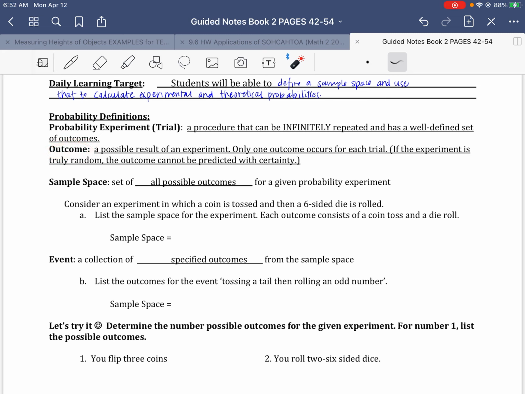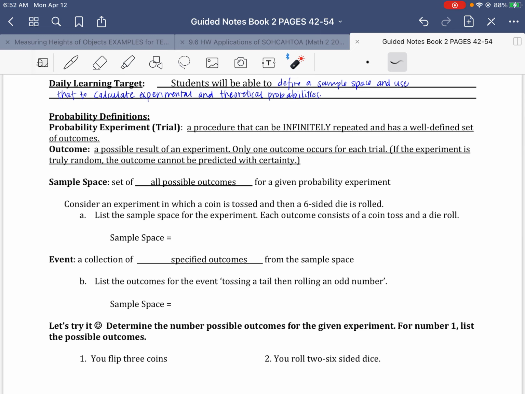What is an outcome? This is a possible result of the experiment. So only one outcome can occur for each trial. If the experiment is truly random, the outcome cannot be predicted with certainty. Okay. So once we perform a probability experiment, it creates this, what we call the sample space, and this is the set of all possible outcomes for the given probability experiment, so like that universal set.